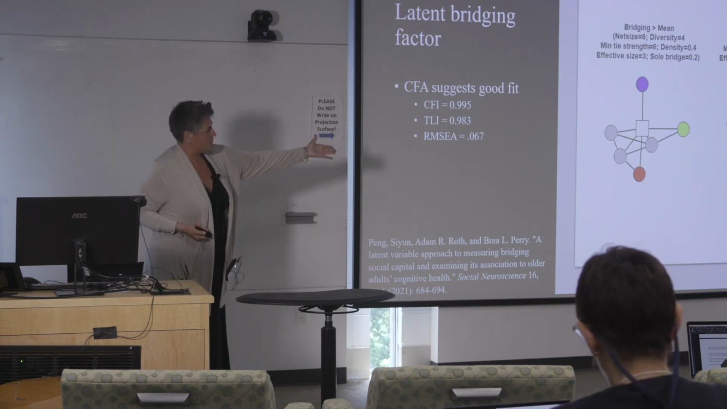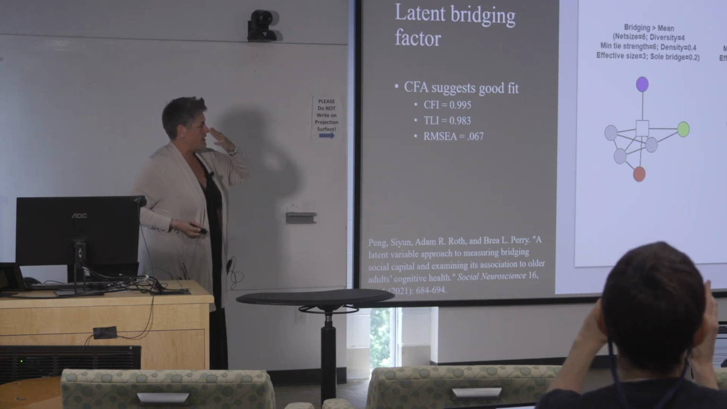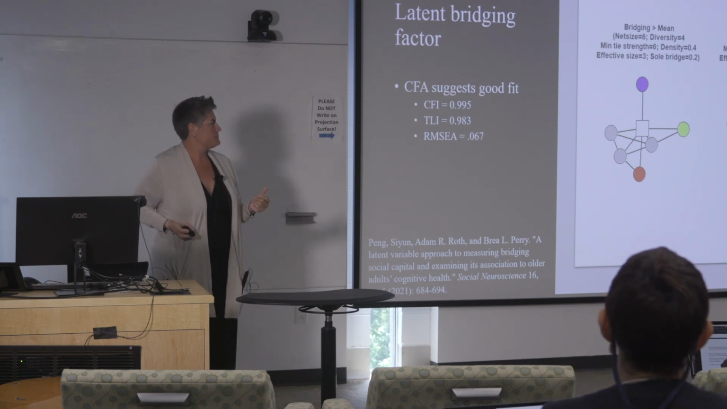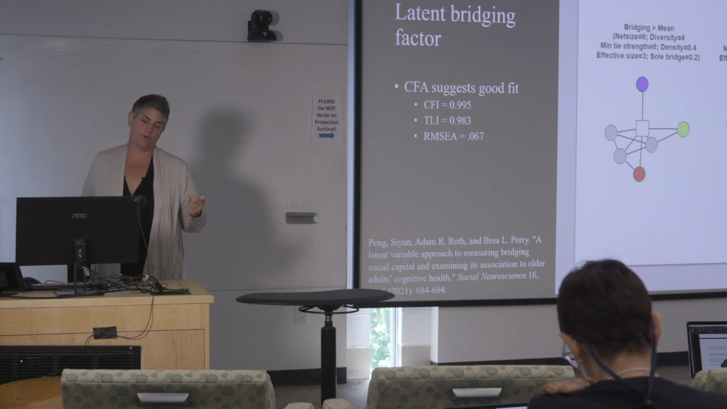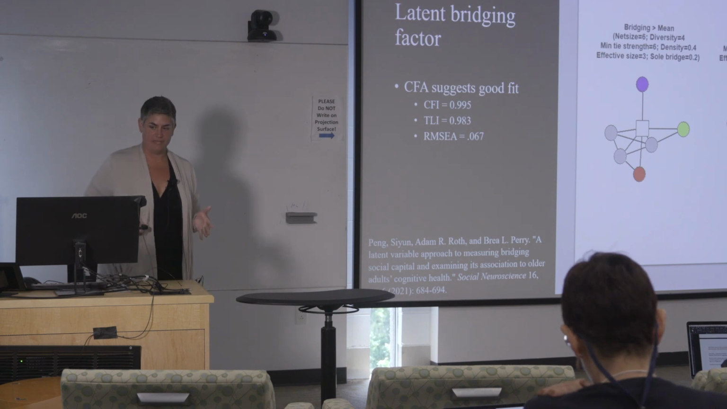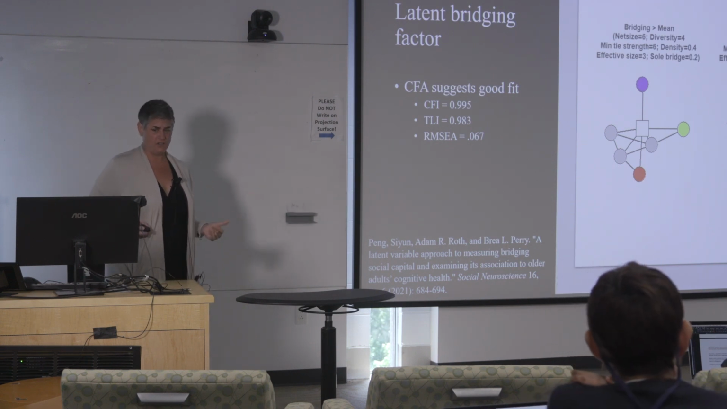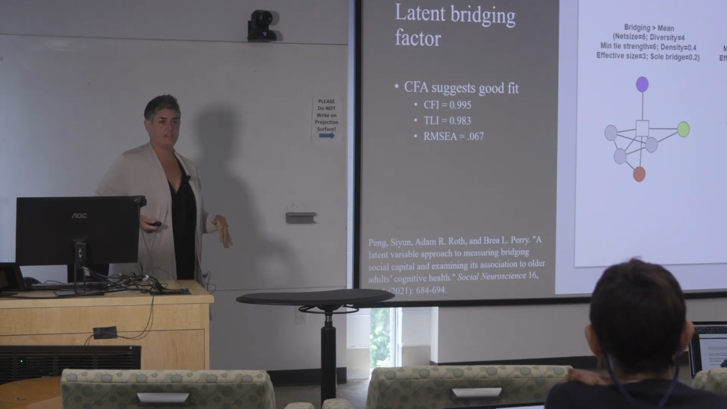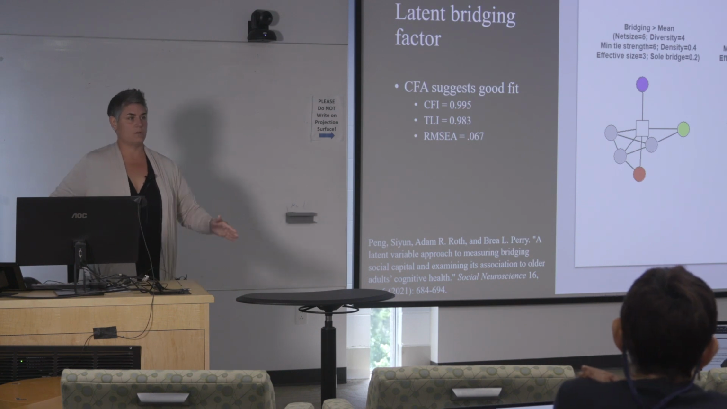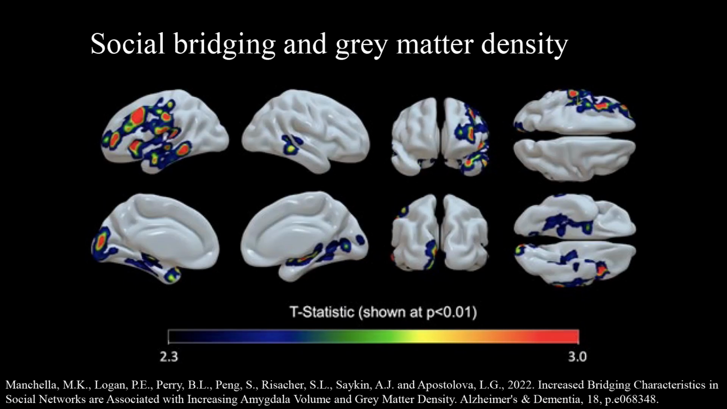And this is what the average networks look like. These are network ideal types, when the latent bridging factor is below the mean versus above the mean. And you can see that they look different. All the stats look good. So we're like, great, let's go forward with this and see what we can do with this latent bridging factor.